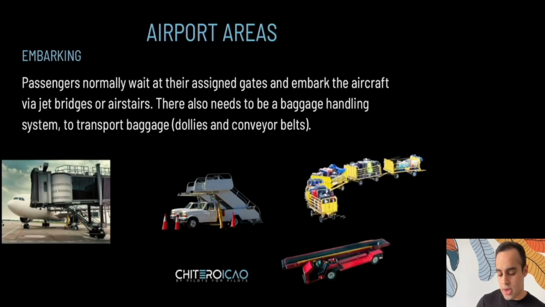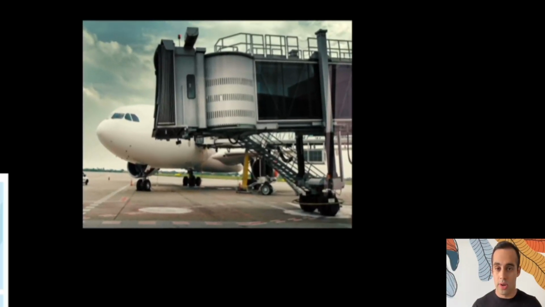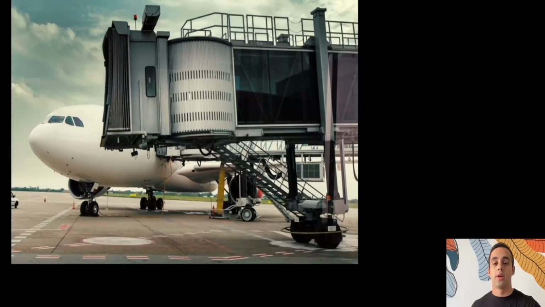So passengers normally wait at their assigned gates and embark the aircraft via jet bridges or air stairs. There also needs to be a baggage handling system to transport baggage: dollies and conveyor belts, right? So you already know, guys. I want to know the words here. I'm not going to give you the words. I want you guys to give me the words. What is the name of this? How can I call this?